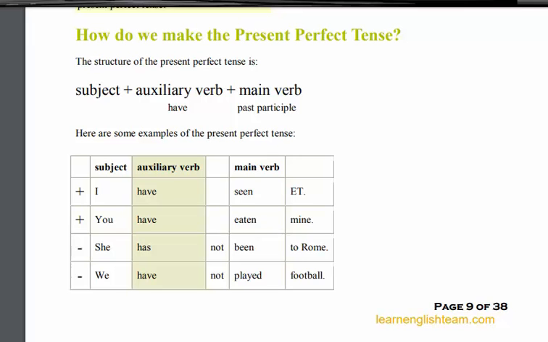So students, you have noticed that has is used for the third person pronouns: he, she, it. Has is used for the third person singular, and have is used for the first and the second person. First person is I, second person is you, and we is also the first person plural. So have is used for plurals and also for the first and the second person, and has is only used for the third person singular. Keep in mind, students.